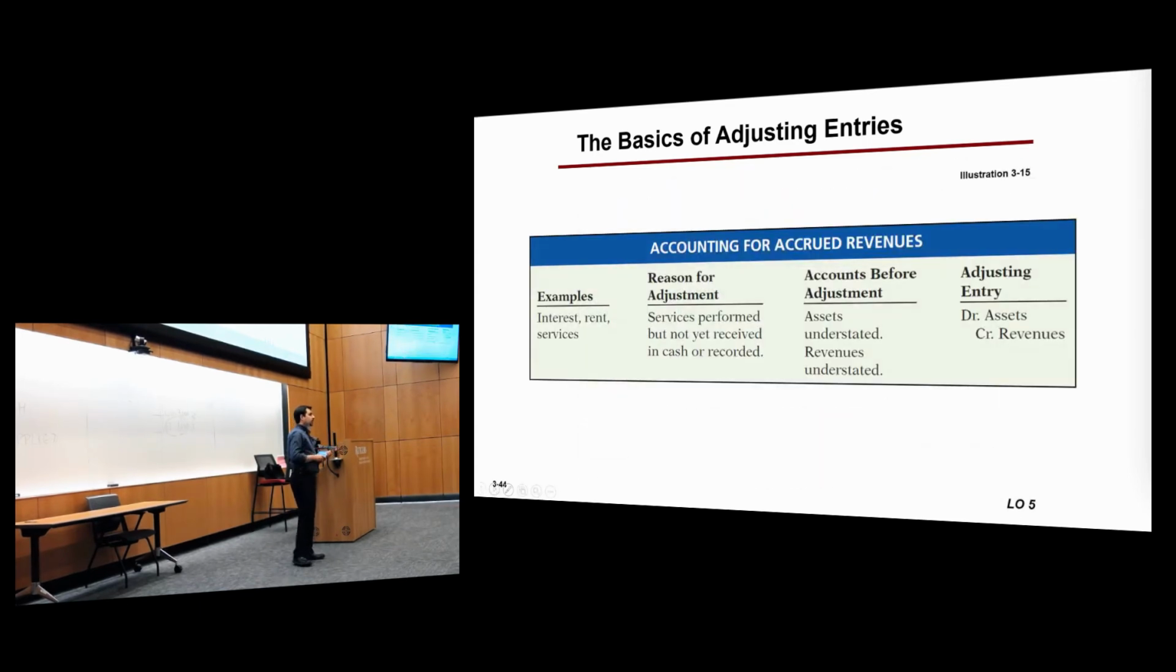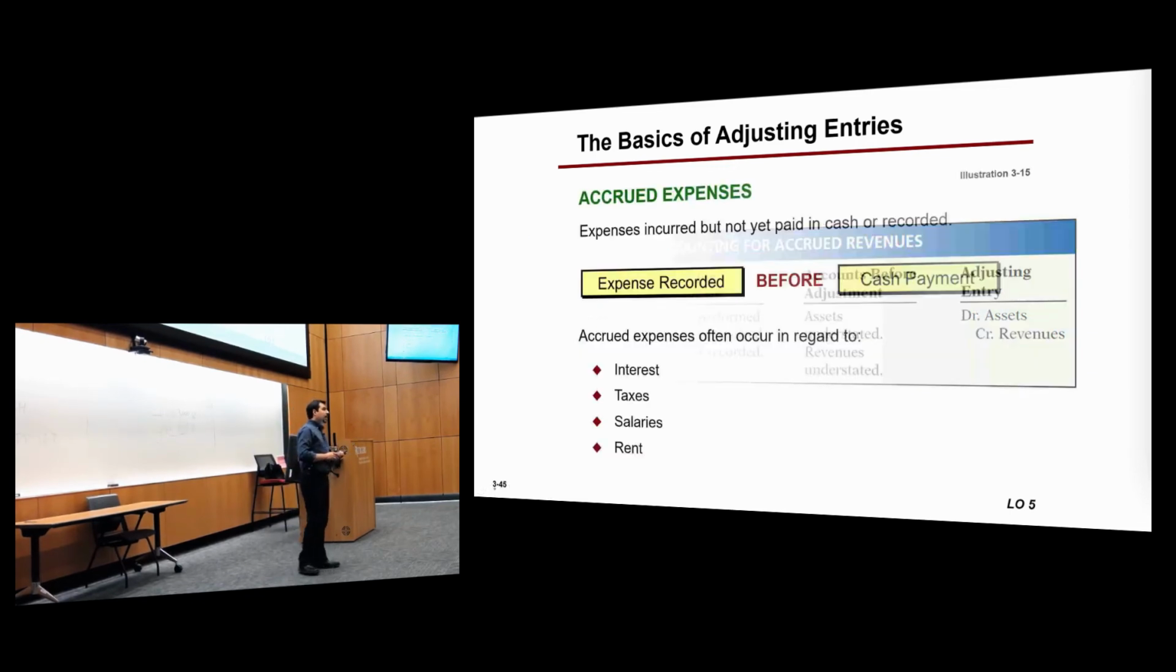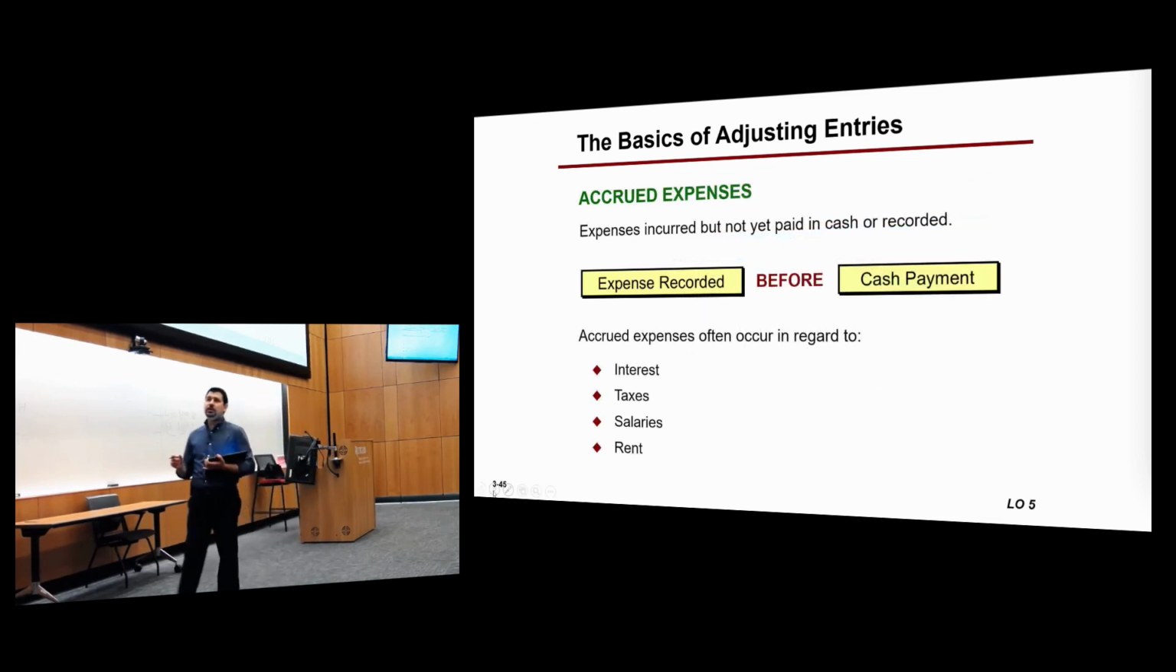So when we account for accrued revenues, we need to increase both the assets and the revenue. So we debit asset, we credit revenue. Accrued expenses is the other way around. Those are the salaries that the company hasn't paid yet. For example, interest that the company owes, but they are not going to pay now. And it happens before cash payments, before cash exchange.